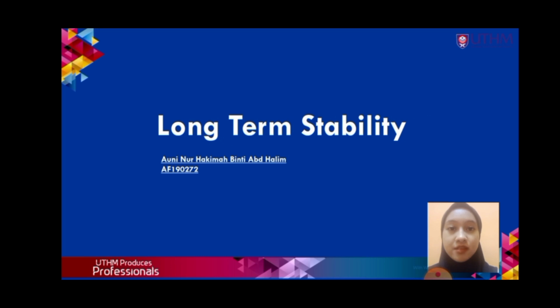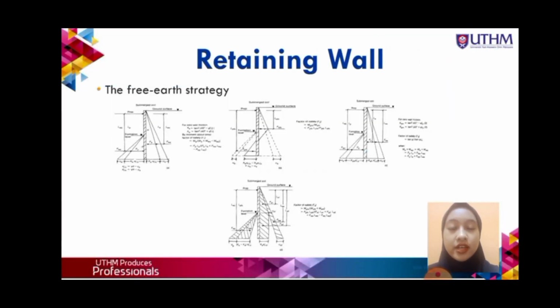I'm going to present about long-term stability. So I'm going to present about retaining wall. We're going to use the PREQD strategy. This is the figure.